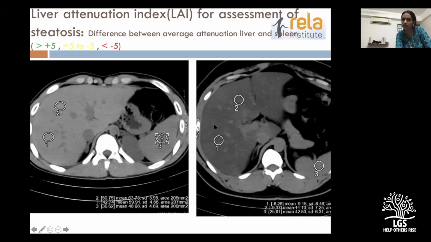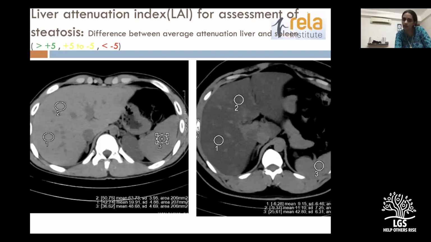Whereas here, this is a very steatotic liver. When you compare to this, the liver fat actually has a very low attenuation. When there is diffuse fatty infiltration of the liver, it brings down the liver attenuation. So what was 63 in the other slide is now 9. That's the liver attenuation. So his LAI was actually minus 35 in this patient.